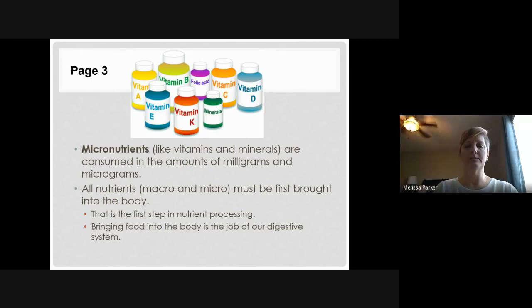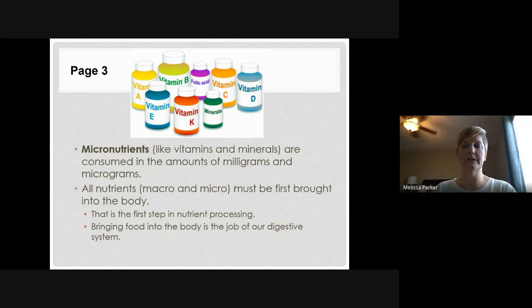So all nutrients, micro and macro, must be brought first into the body. That is the first step in nutrient processing, bringing the food into the body, and that's the job of our digestive system. So we eat these large carbohydrates, right? But we have to break them down into something small like glucose for our body to use.